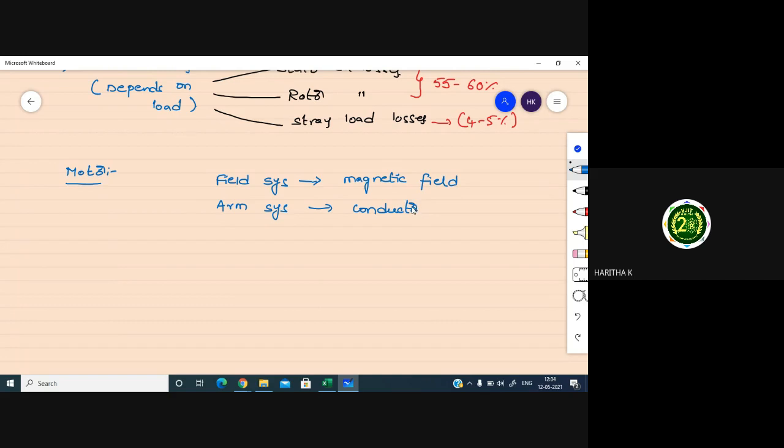We are giving electrical energy to the motor. To which are we giving electrical energy? To this armature system, we are giving the electrical input. Then how is it converting that electrical input into mechanical energy? I told you these two are the main parts. The field system provides you the magnetic field. So this is the magnetic field. But how will this magnetic field be provided in the motor?